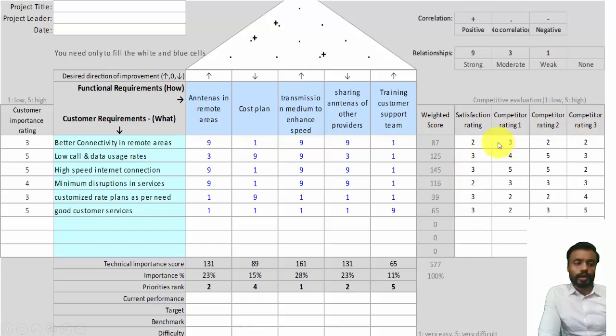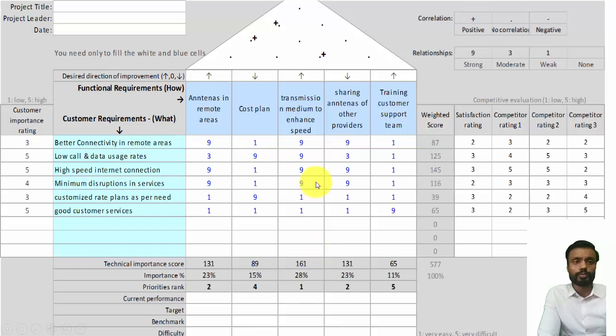Now, at this house where we would be calculating the technical importance score, we would get all the technical importance scores, then we would have the importance percentage over here, on the basis of which the priority rank would be assigned. This is what I was talking about. For me, the priority is on the transmission medium to enhance speed. The first thing I should work on is the transmission medium to enhance speed. This is priority 1.